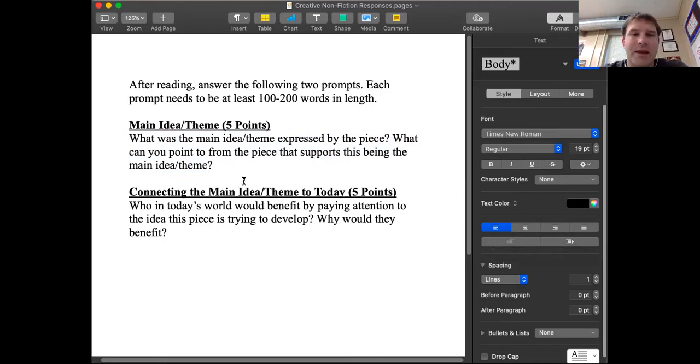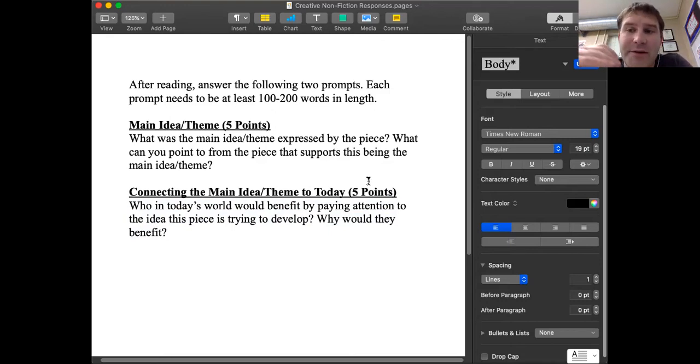Then after you do that, I want you to write another paragraph in which you connect the main idea or theme to today. I want you to identify who in today's world would benefit from paying attention to the idea this piece is trying to develop. And it could be you. You could be the person who says, I benefited from interacting with this piece. Then you need to explain why they would benefit, or why you benefited from interacting with this piece.